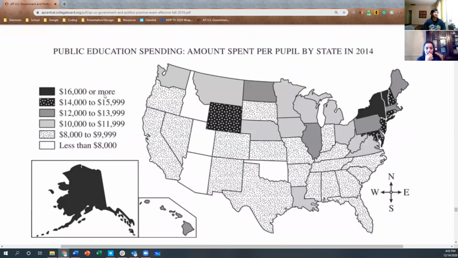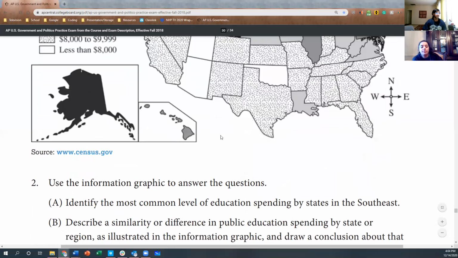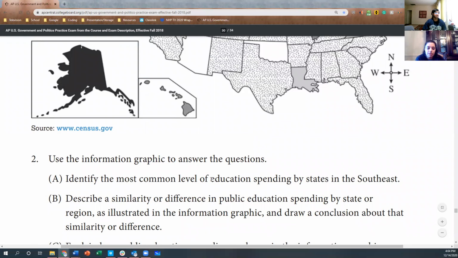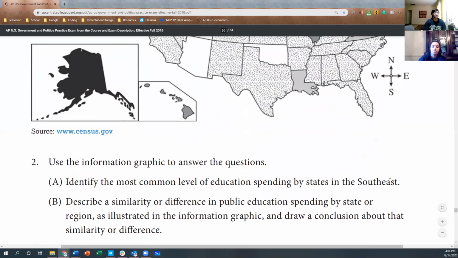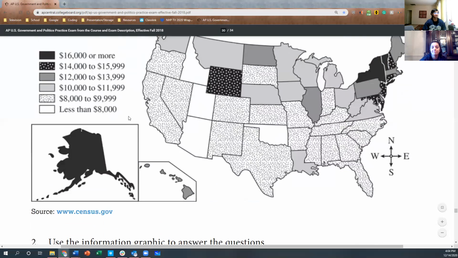Okay. Public education spending, amount spent per pupil by state in 2014. As we expect, in the South, less spending, former states of the Confederacy. Now, the states that now traditionally vote Republican are spending less, whereas more of the Northeast, they're spending more. Okay. Most common level of education spending by states in the Southeast. 8,999. Yeah. Okay.